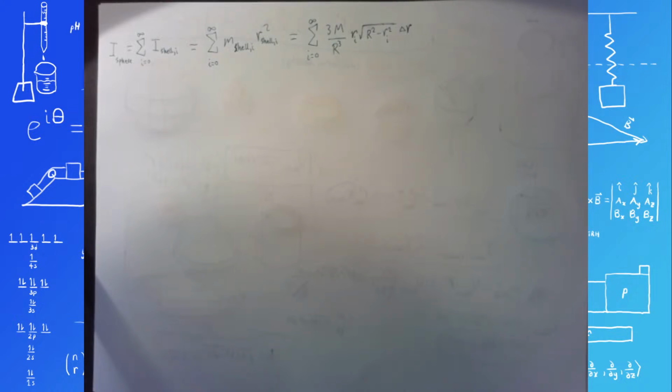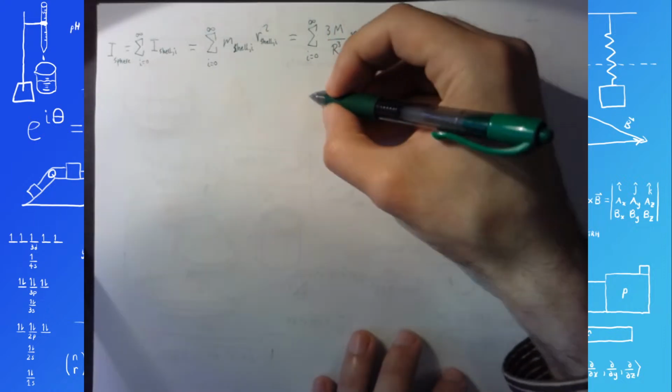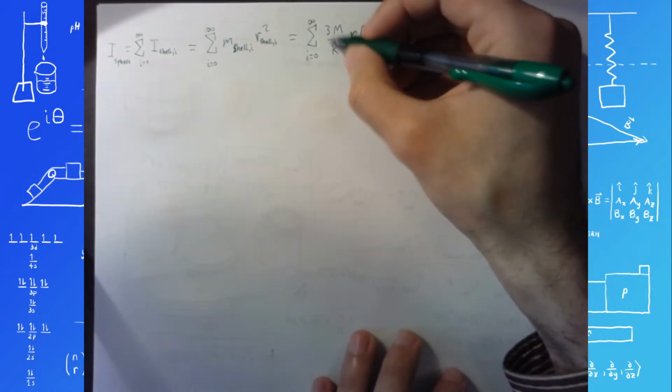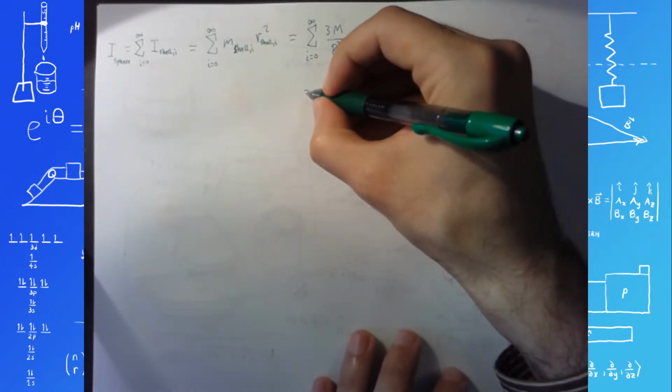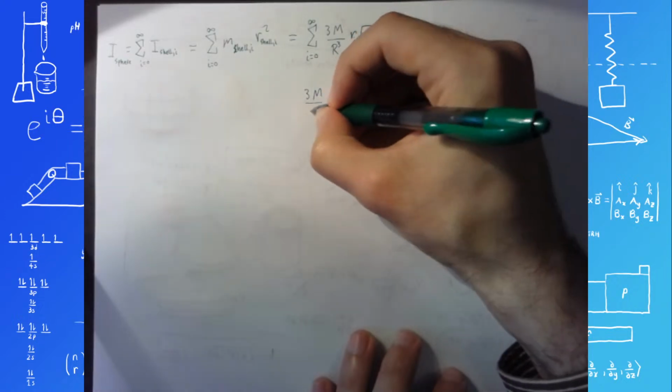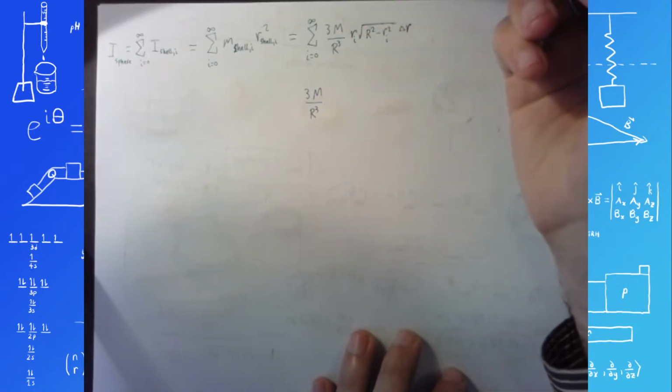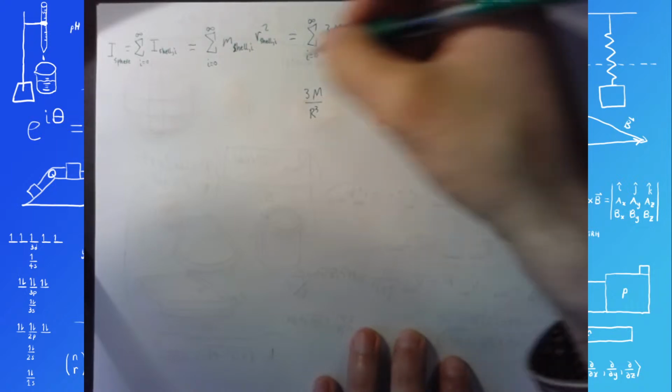And this infinite sum can be rewritten as an integral. This infinite sum just becomes the integral. I'm going to pull out all of these constants. They can be factored out. 3m over big R cubed. Oh, wait, no, I'm not done yet.